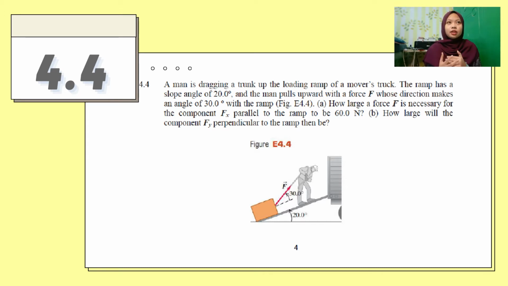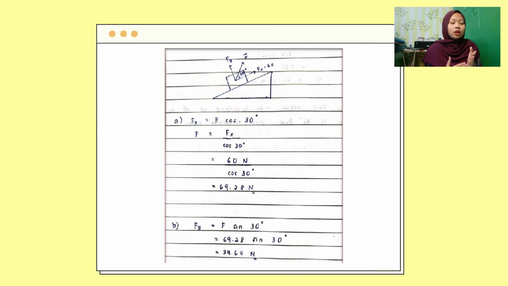I think that if we get this kind of question, it is better if we draw the diagram so we can see clearly the forces acting on the object. So now we first draw the diagram for the first question. We can use the formula Fx equal to F cos 30 degrees, and we want to find F, so we make F the subject and rewrite the formula. Why do we use cos 30 degrees? Because the angle is next to the x-axis.